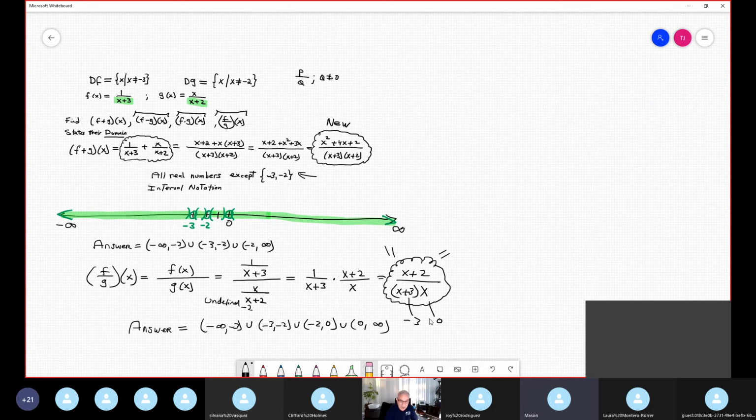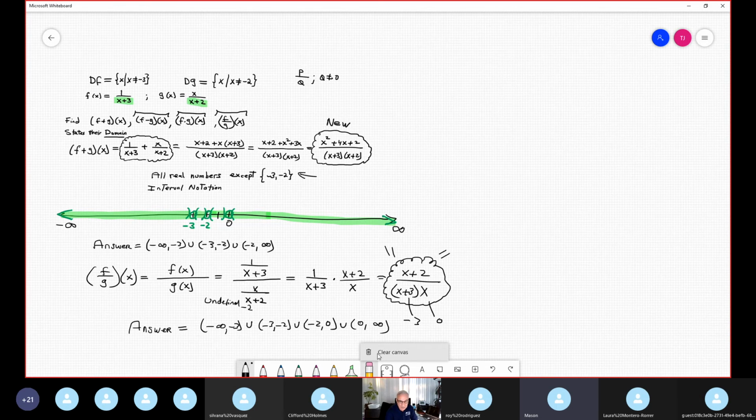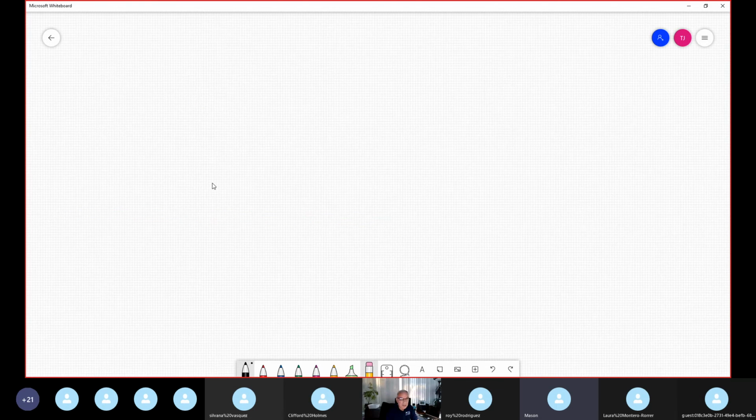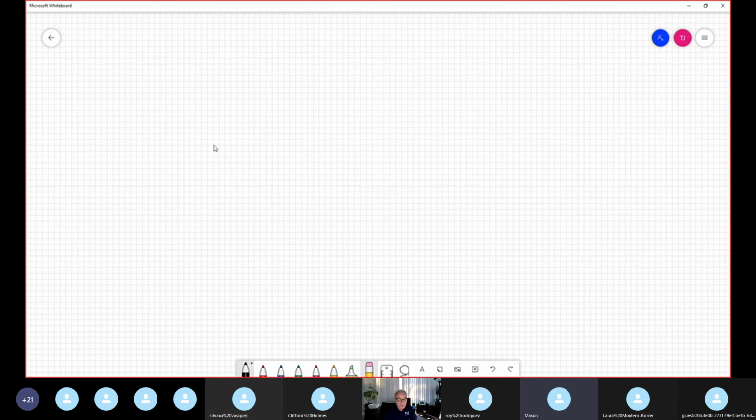Okay. Let me go to the super important part. Not complicated, but it's a little bit complicated. It is the composition of functions. So we have been doing combinations, but now composition. Composition is a little bit more abstract, a little bit more complicated.